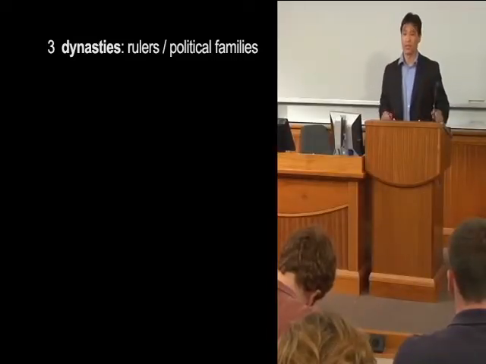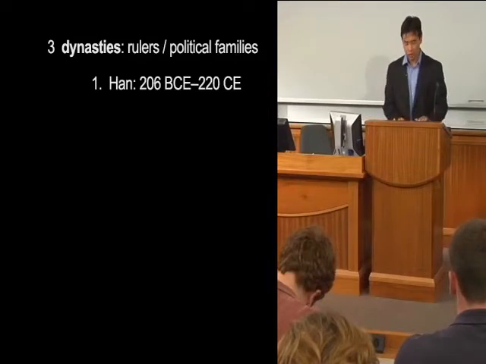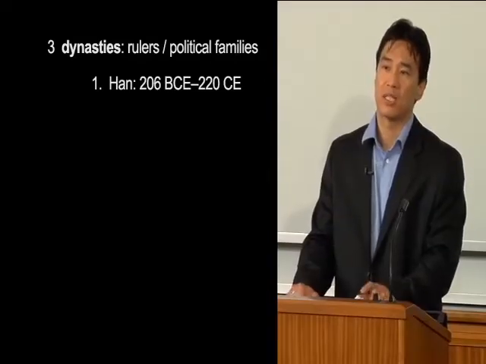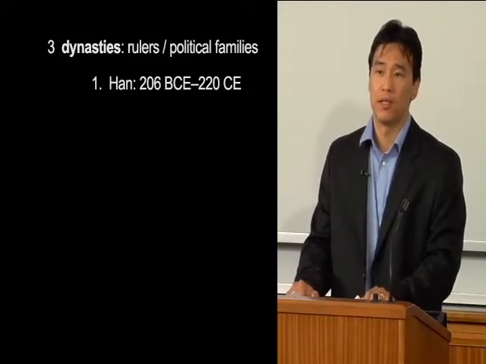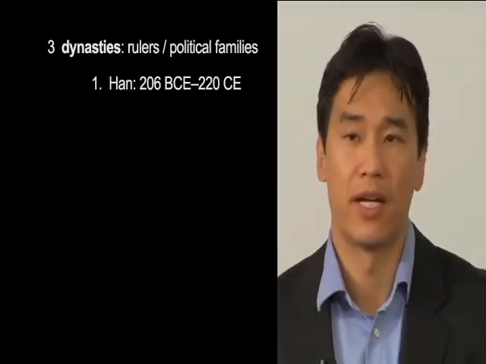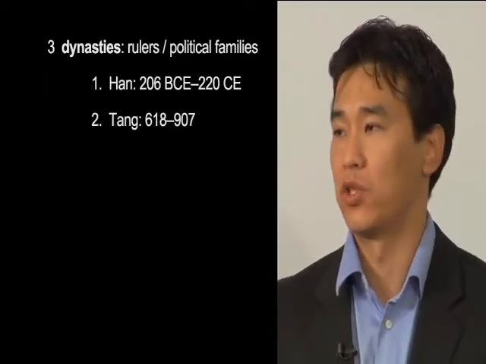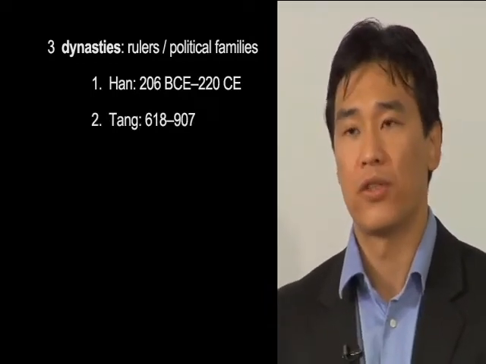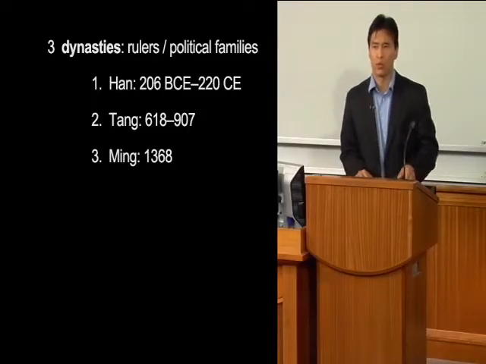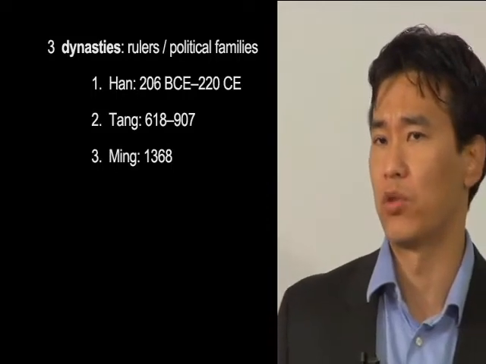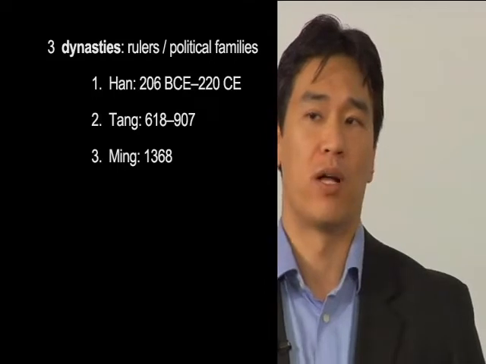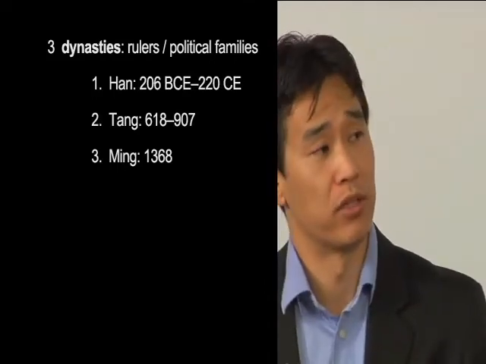First, the Han Dynasty. They ruled from 206 BCE to 220 CE, approximately when the Silk Road started. Second is the Tang Dynasty, in power from 618 to 907, the peak period of the Silk Road. And third, the Ming Dynasty. In 1368, they took control, and soon thereafter, the use of the Silk Road basically ended. Now, this is just a quick overview, so I'll go into more detail about these three groups later.